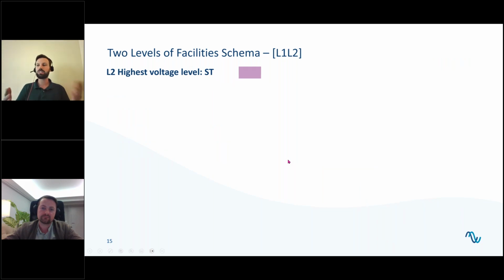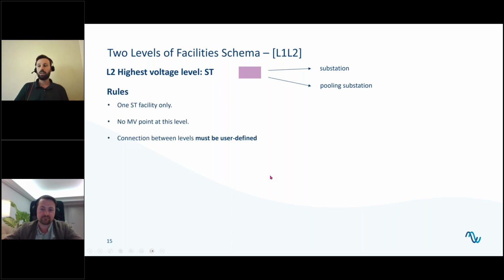Let's move to level 2. So this is the highest voltage level. We are by the point of interconnection. In this case, it will always be an ST polygon. That polygon will be a substation if level 1 is a switching and breaking station, or a pooling substation if level 1 is a substation. What are the rules? We can have only one facility.